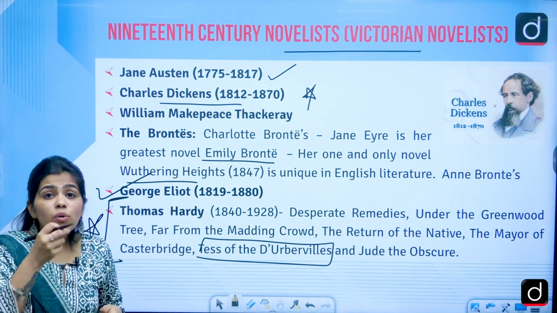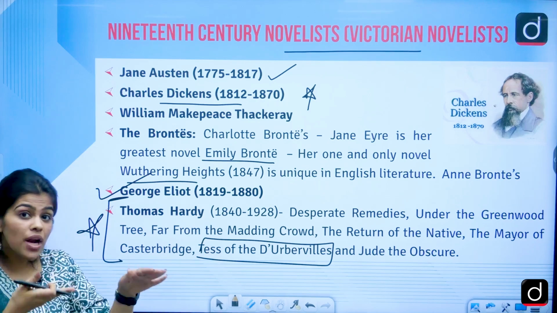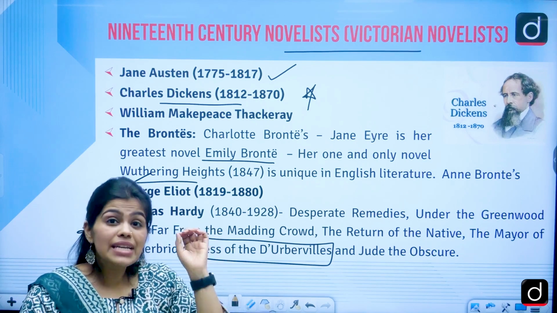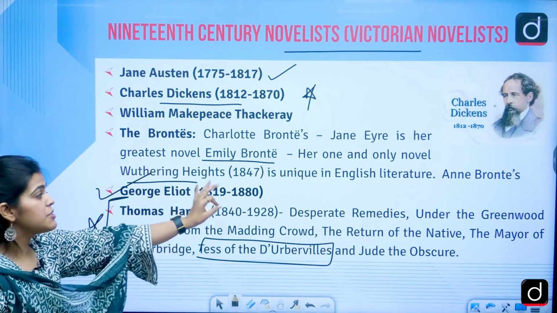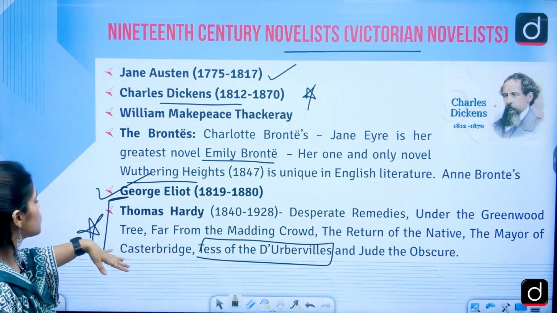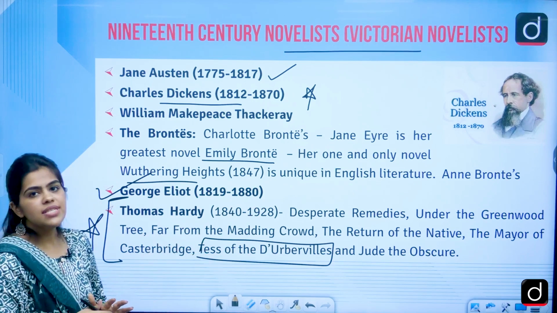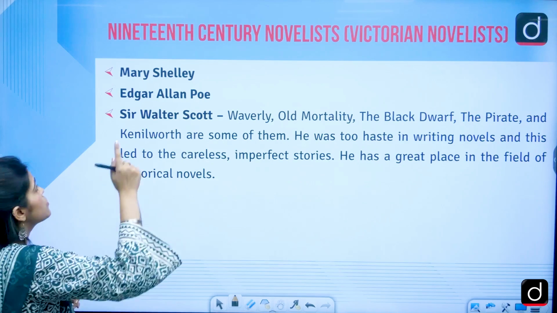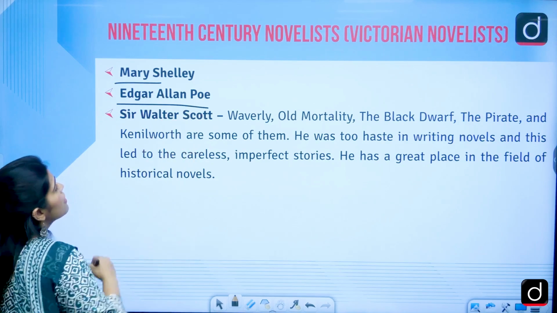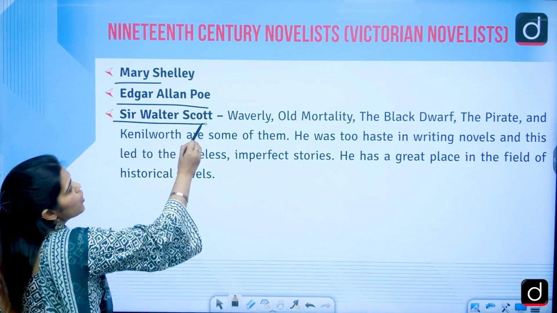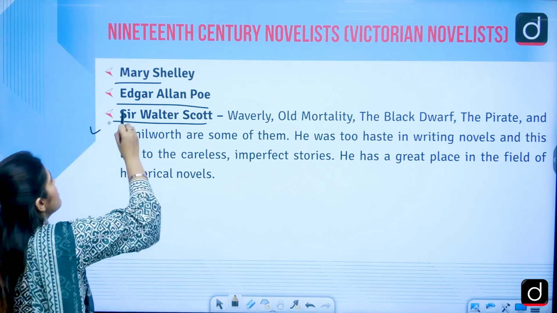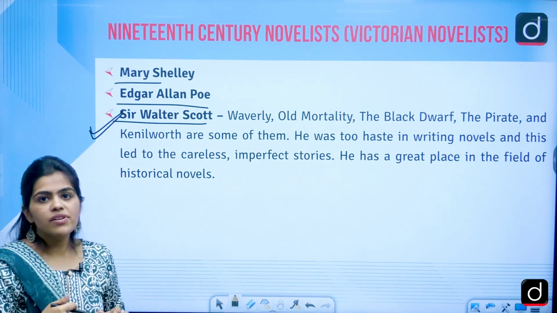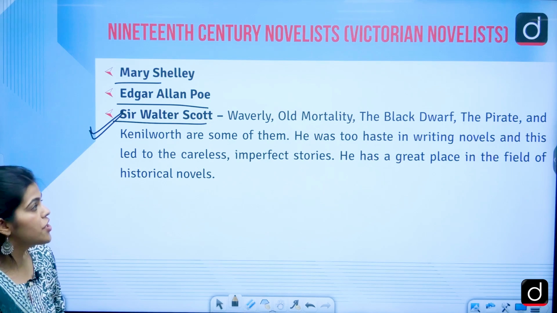They even ask about the letter that was found under the carpet. I'm pretty sure you remember the summary of Tess of the D'Urbervilles. Read all of these texts. Desperate Remedies, Under the Greenwood Tree, and all of them that are associated with Thomas Hardy are important. We'll be studying Mary Shelley. Then we'll be studying Edgar Allan Poe and Sir Walter Scott. Another very, very important person related to the Waverley novels, and you cannot forget Walter Scott.